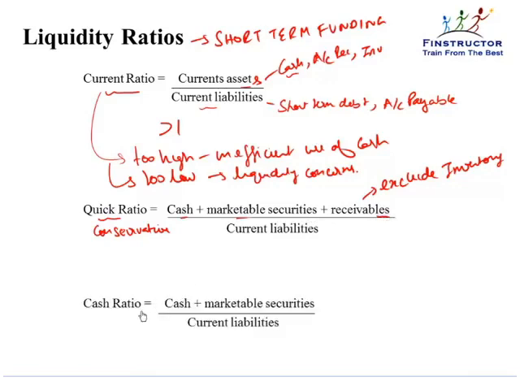In the cash ratio, we exclude accounts receivables also. So we only take the liquid cash and marketable securities as current assets, and we want to check that do we have enough cash and equivalents to meet our current liabilities. So it's even more conservative than the quick ratio.